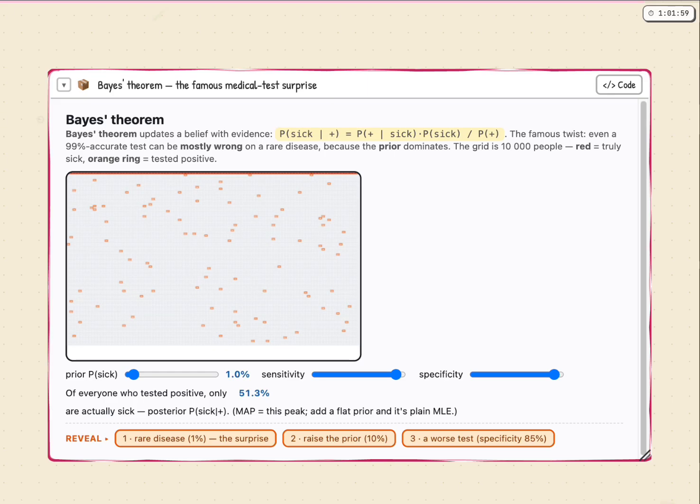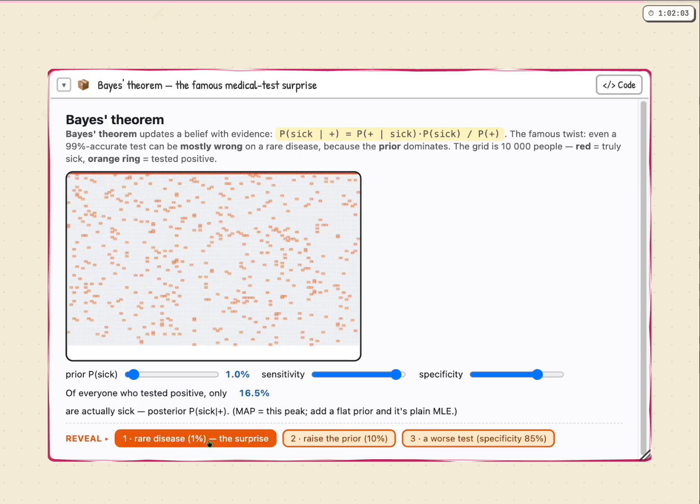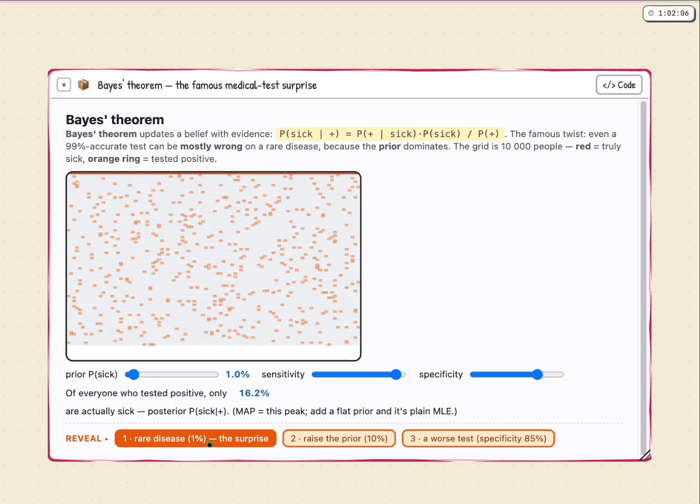Suppose a disease is rare. It affects 1% of people. So, out of 10,000, just 100 are truly sick, the red squares.